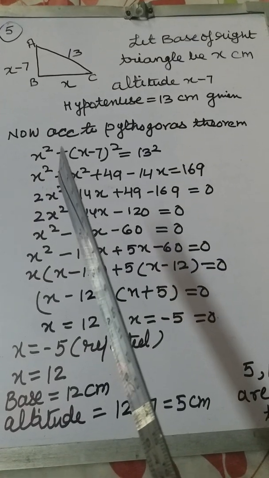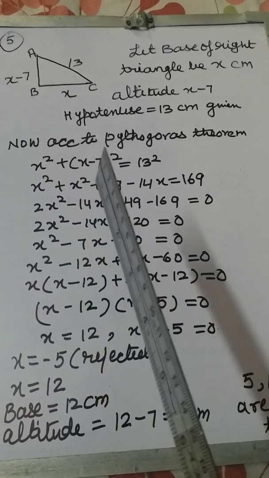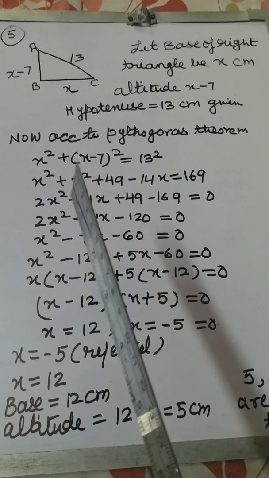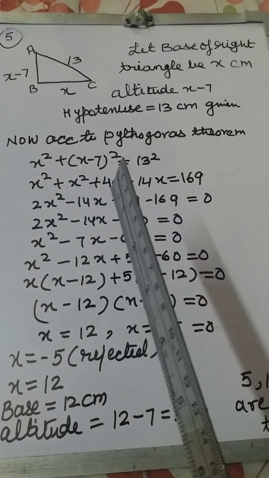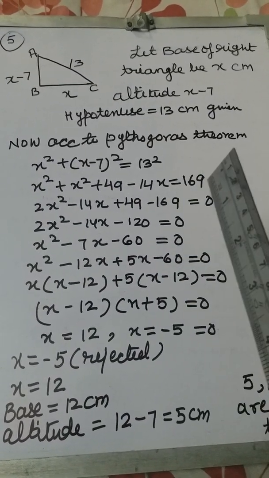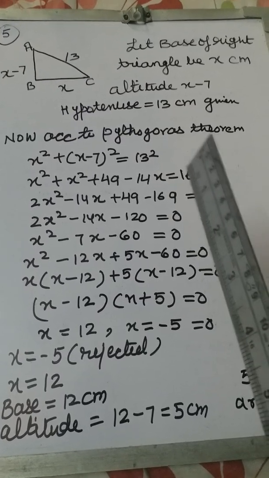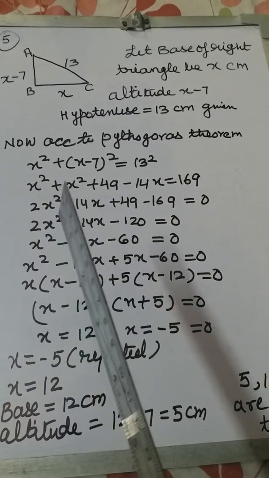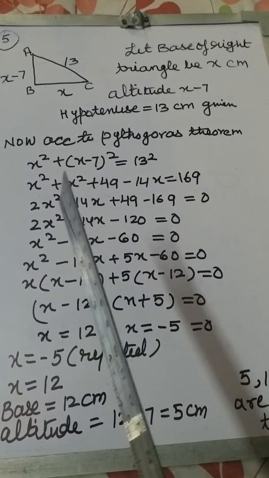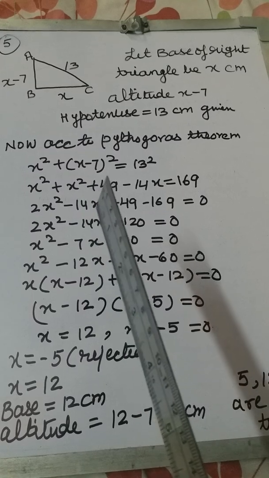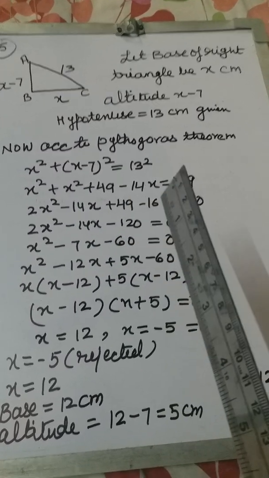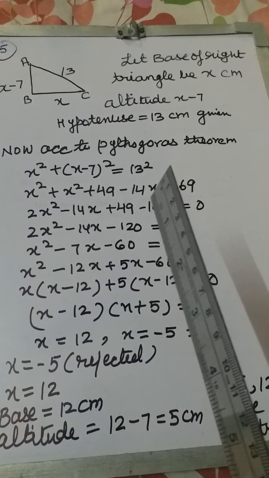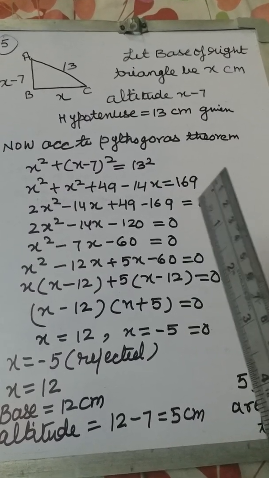It will be solved, then x square, this part will be solved by the (a minus b) whole square formula. So x square plus 49 minus 14x will be equal to 169. 169 will come by taking the square of 13. So 2x square, we will simplify it. 2x square minus 14x plus 49, and this 169 will come towards the left hand side, its sign will change. Minus 169 equal to 0.